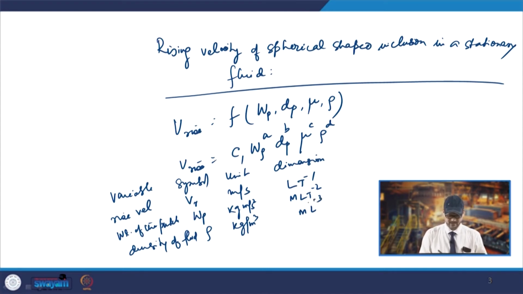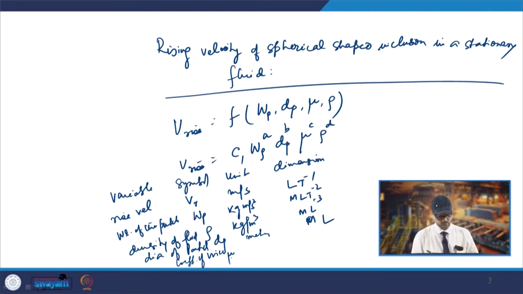Then after density, you have the diameter of the particle, dP. Diameter will be in terms of meter only, so its dimension is L. And the last is mu, the coefficient of viscosity, which is kg per meter per second, and its dimension is M L minus 1 t minus 1.